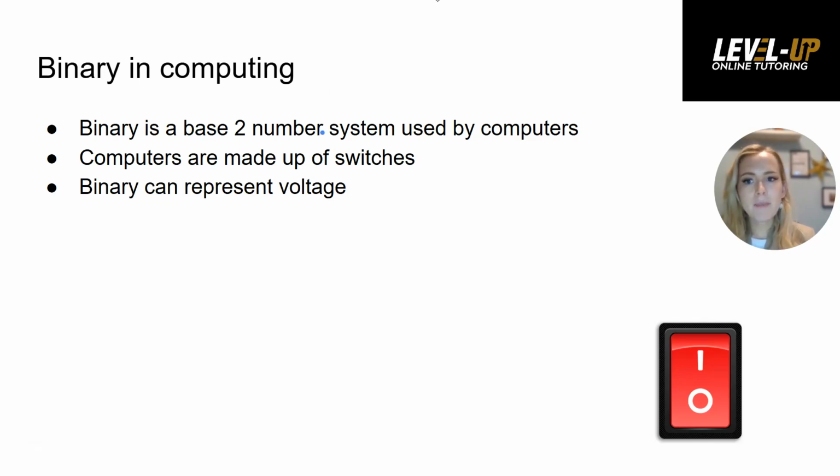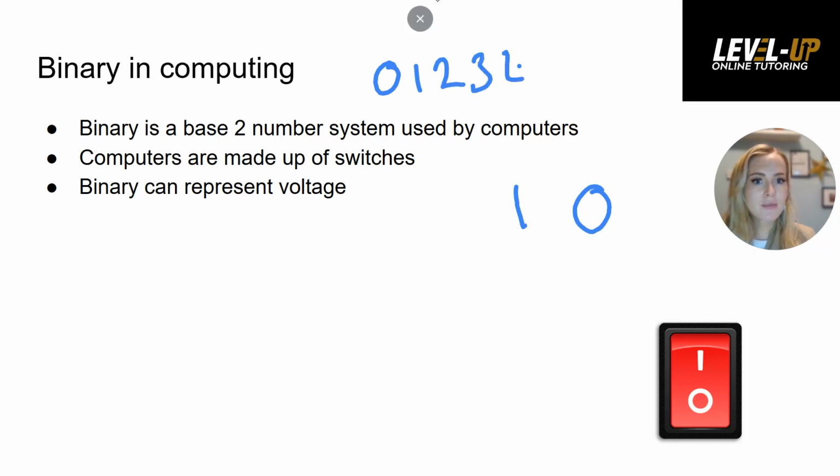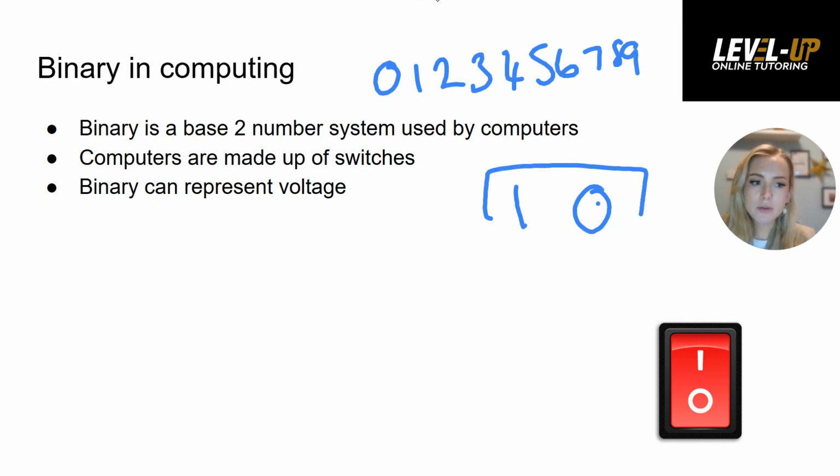Okay, so base 2 just means you have two options to choose from. So decimal would be base 10, as there are 10 different symbols you could use to represent something. So throughout this video, you may see that crop up. But binary is base 2, as you have two symbols to choose from. And this represents voltage, like I've said, representing on or off.